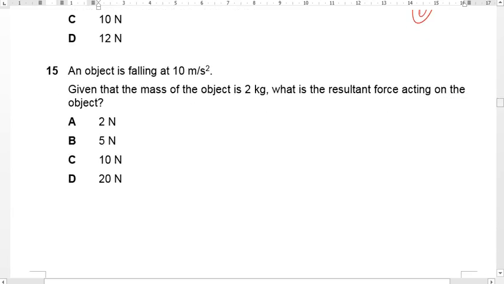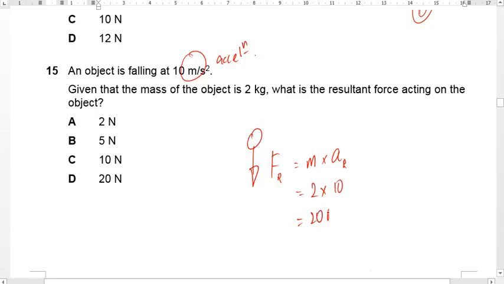Object falling 10 meters per square second. This is our acceleration. Mass is 2 kilograms. Okay, the object falling down. Resultant force, F resultant equals to mass times acceleration resultant. So this is 2 times 10, 20 newtons. This is our resultant force, also known as weight, which is equals to mg.